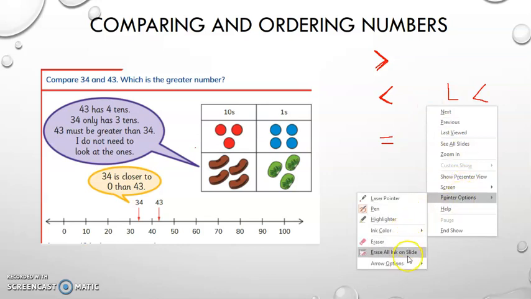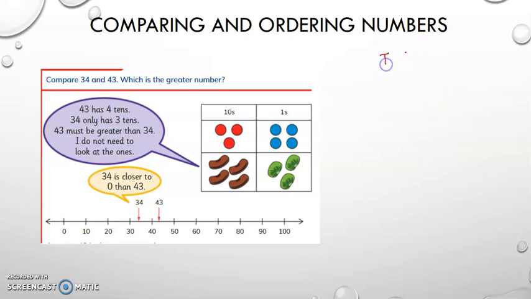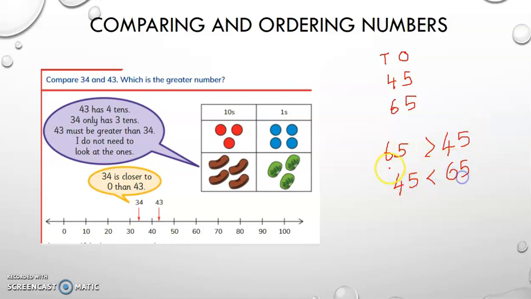Now, talking about two-digit numbers, first we compare the numbers in the tens place. Whichever number is greater in the tens place, that number is the bigger number. For example, 45 and 65. The digits in the tens place are 4 and 6. So 65 is greater than 45, or we can say that 45 is lesser than 65.